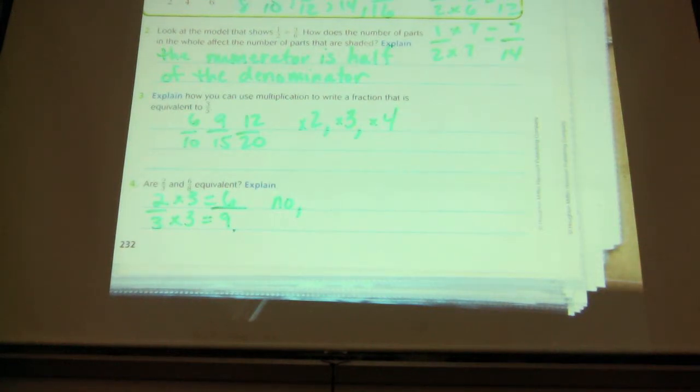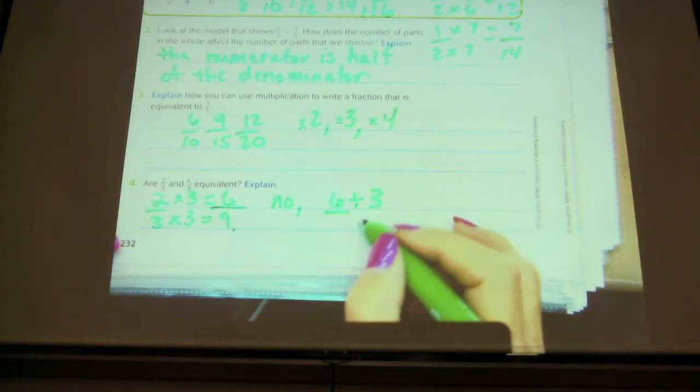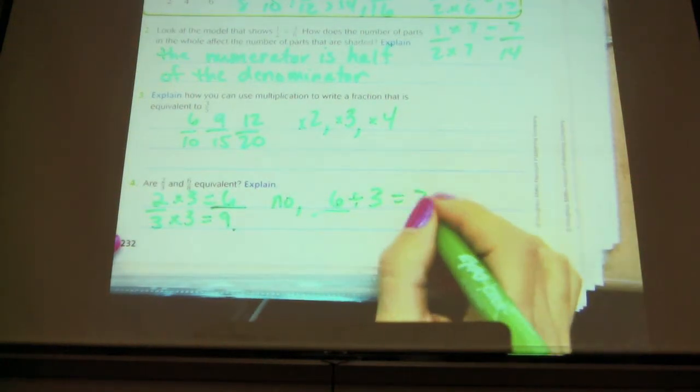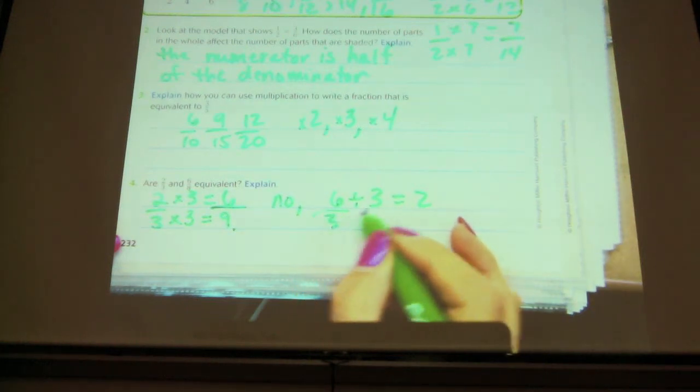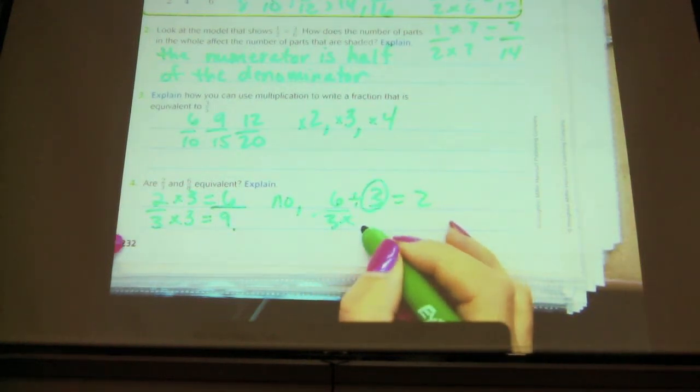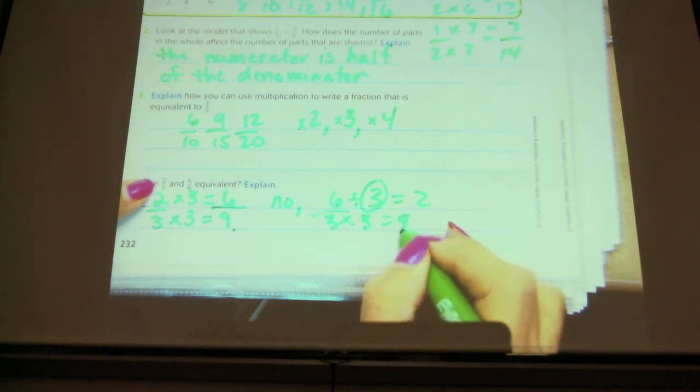Somebody said divided by. Who said divided by? I think it was Nicholas or Christine. Okay, Christine, can you read yours for me? So 6 divided by 3 equals 2, which would be this. But 3, so then she was using the 3, but 3 times 3 equaled 9.